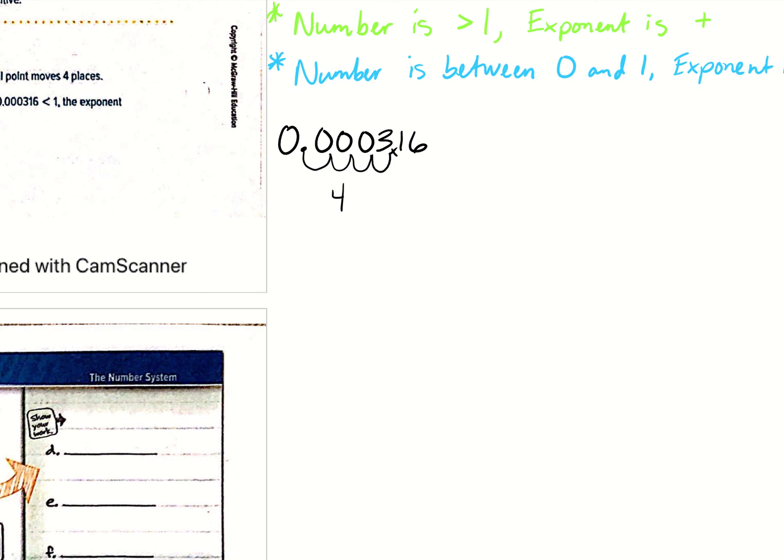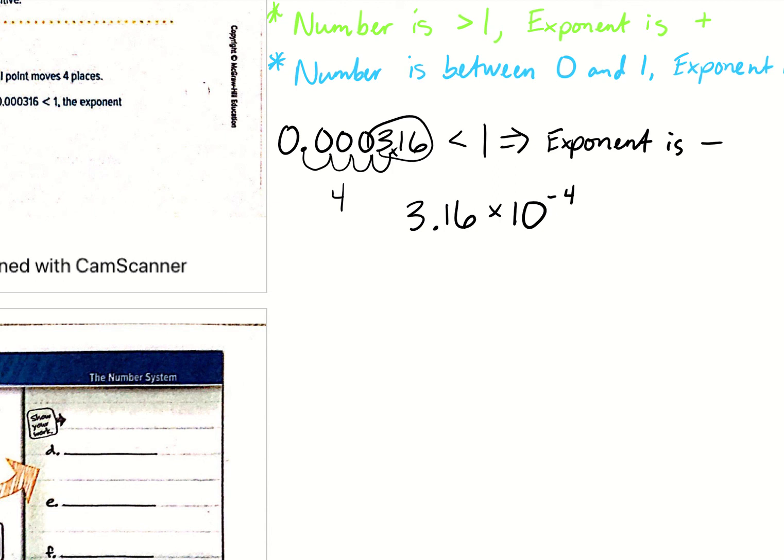If we look at our original number, it is less than 1. It's between 0 and 1. So that means it needs to be a negative exponent. So now we have our number 3.16. That's our new number right here. And then we multiply by 10 to the negative 4th power. And again, that 4 came from the number of times we moved our decimal.